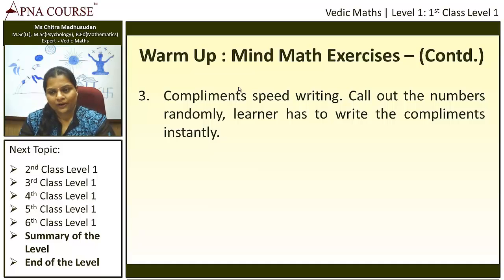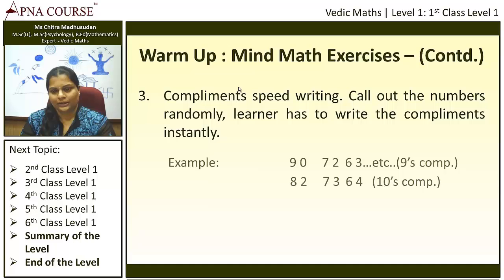Similarly, complement speed writing, as I said before, the number can be taken as 9182736455 as a continuous number, and they can set the time limit for 1 minute and write the answers. The other way of speed writing is, again, the numbers can be called out one by one so that they can write the complements for the particular number. For example, if I say 6, the 9's complement of 6 is 3. If I say 2, the 9's complement of 2 is 7. So in this way, randomly they can choose a number.